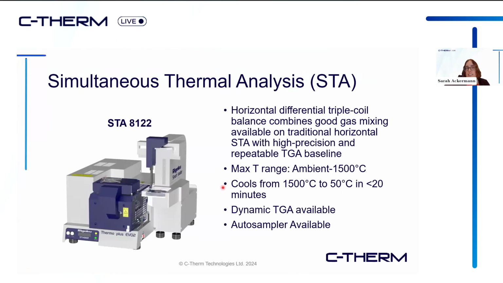So a bit of information on the STA 8122. The maximum temperature range on it is from ambient to 1500 degrees C, and you can do that with a single furnace. And it cools from 1500 degrees C down to 50 degrees C in less than 20 minutes. So it's like the Vesta, it's got a really fast cool down time. You can also get a technique called dynamic TGA, where the heating rate of the furnace is adjusted to control the mass loss or mass gain rate of the material, and an auto sampler is available on it.